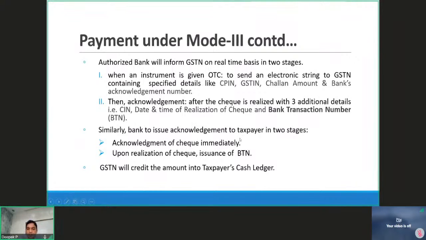Similarly, the bank issues acknowledgement to the taxpayer in 2 stages. Once he collects the challan, he will acknowledge. If it is through a check, he will give acknowledgement of the check saying that I have received the check. Once it is realized, he will issue a bank transaction number and the challan identification number. GSTN will credit the amount in the taxpayer's cash ledger after the second stage, not at the first stage, because the first stage is only a kind of acknowledgement. At the second stage, it will be credited completely.